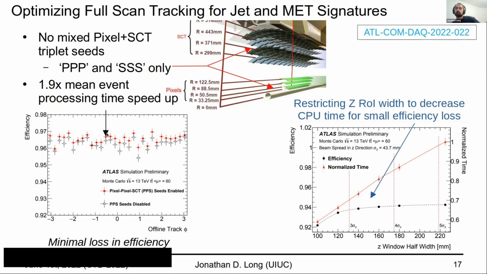And then finally, similar to what I was telling you about with the 2-stage tracking and restricting the size in Z of the region of interest, what we can do is, for full scan tracking, reduce the ROI size in Z. So this plot is showing you on the x-axis that size of the region of interest, along with some vertical lines showing you the beam width. And for the processing time in red, which falls off fairly quickly, compared to the efficiency in black, which is rolling up very slowly. So for a small loss in efficiency, we can cut out something like another 20 to 30% in processing time.